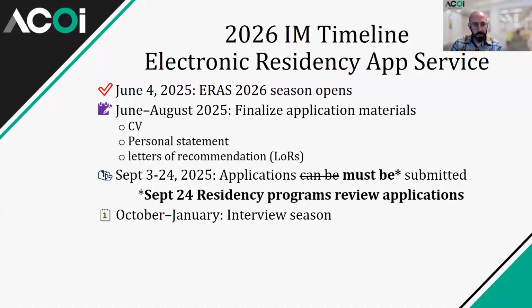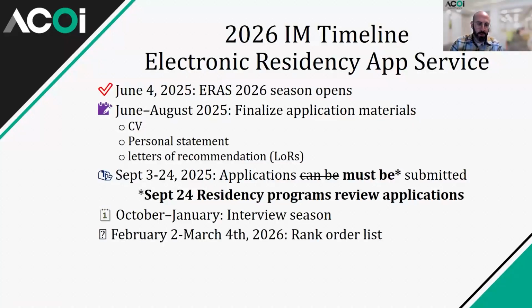And then October through January is interview season. February 2nd to March 4th, that's when you can put your rank order list in. So this is through something called NRMP, the National Resident Matching Program. So this is the match. So these are two different organizations, ERAS and the NRMP. Just keep that in mind. March 16th to the 20th, that's the week of match. So on the 16th, you find out whether or not you have matched to a location. And then that Friday, you find out which place you match into.